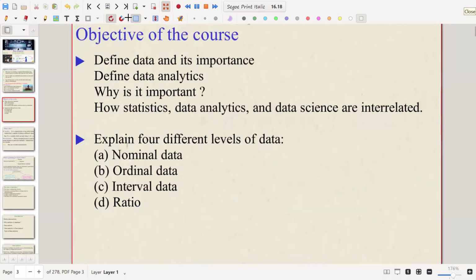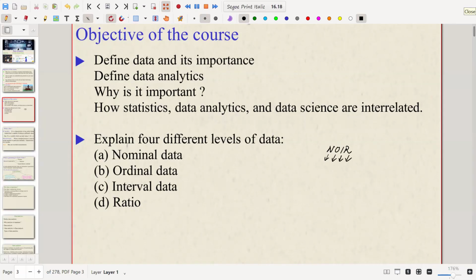So this is the objective also. What is data? Why is data important to us? Define data analytics. Why is it important? How statistics, data analytics, and data science are interrelated. Explain 4 different levels of data. Nominal. So this I call it as NOIR. Okay. Nominal, ordinal, interval, ratio.